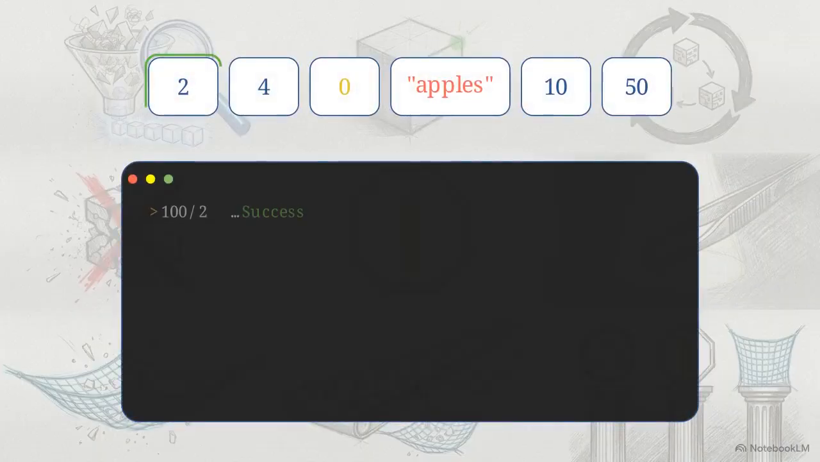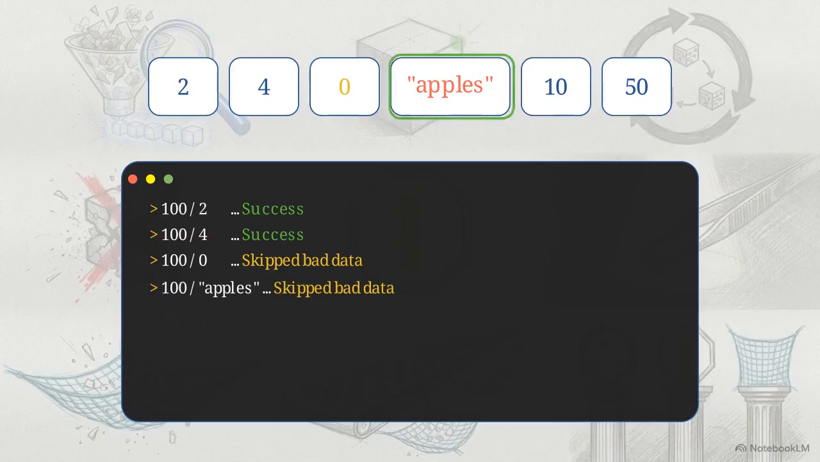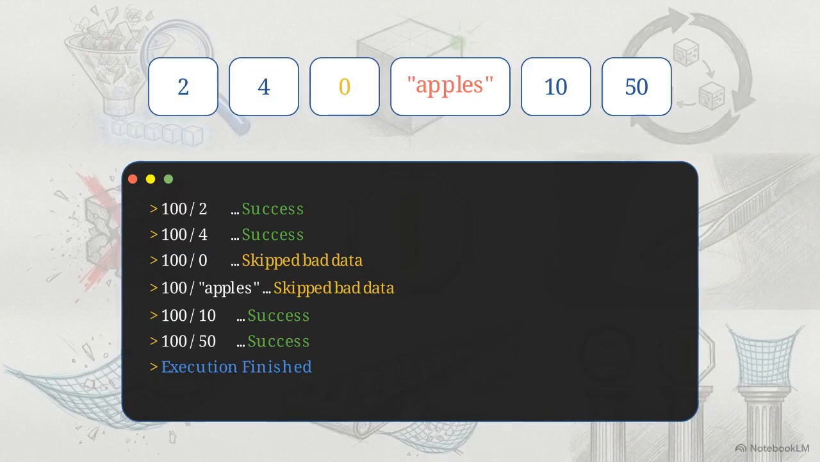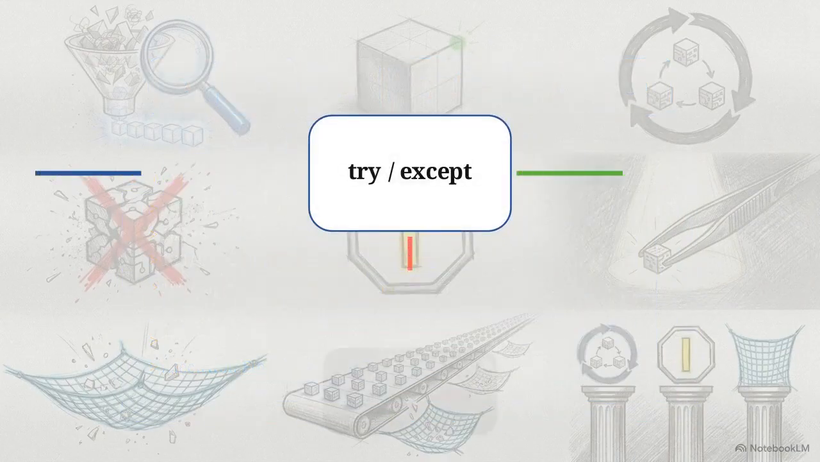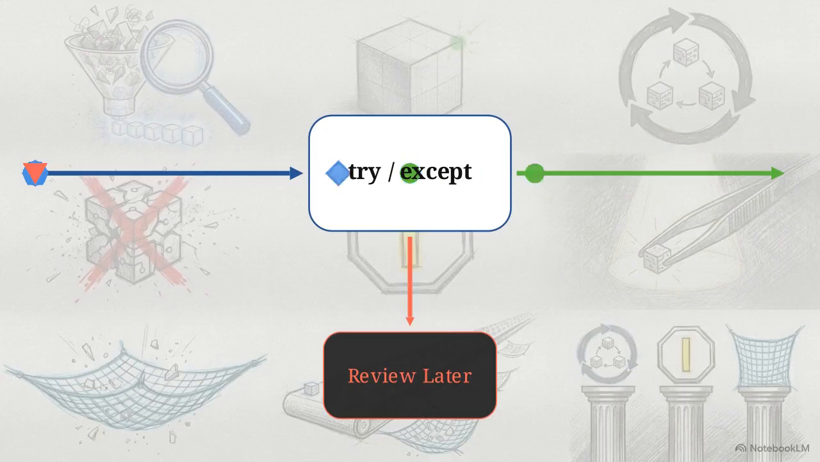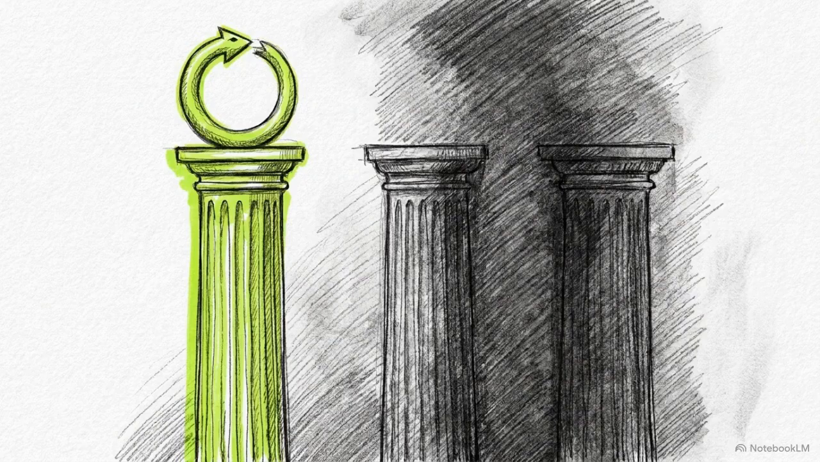Running our finalized script shows the difference. The terminal logs a success for our integers and skipped bad data for the 0 and the string. The loop finishes processing the entire list without a single crash. This exact architectural pattern is how professional environments ingest raw, unpredictable information. A robust try and except block allows your pipeline to keep chewing through millions of records, safely isolating the bad data for review later.